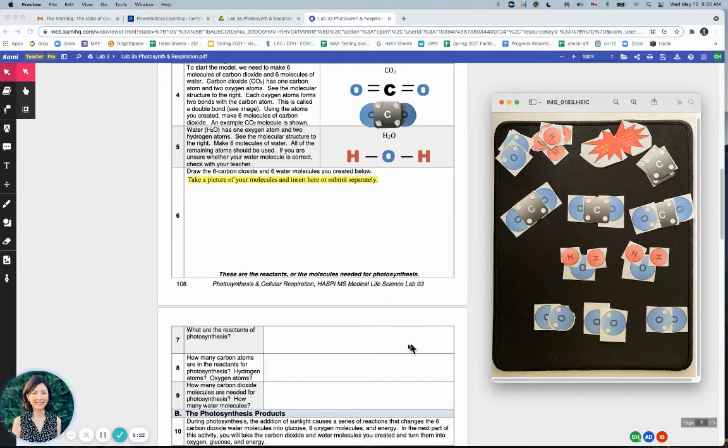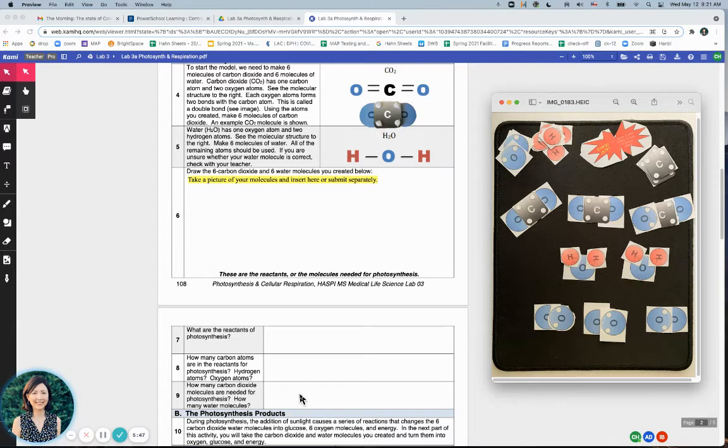How many oxygen atoms? This one, a lot of people are getting incorrect. So you have to count all the oxygens in the carbon dioxide and all the oxygens in your waters. So if you have 6 of these, and if you have 6 of these, you're going to just count all the oxygen atoms, and you should get a number.